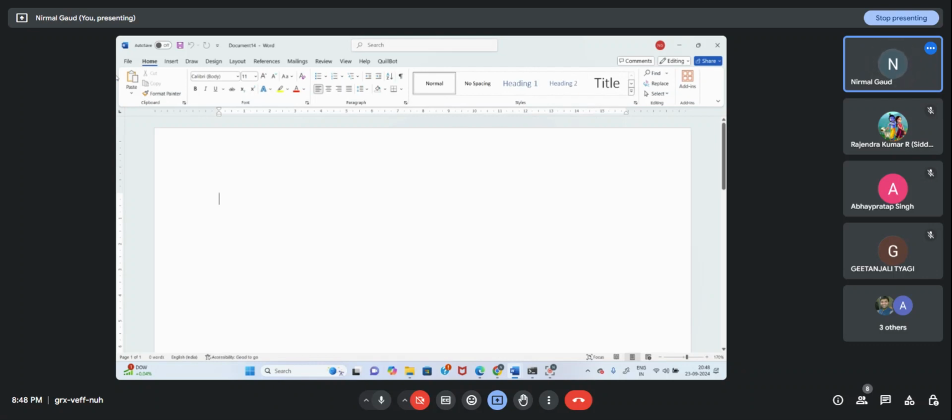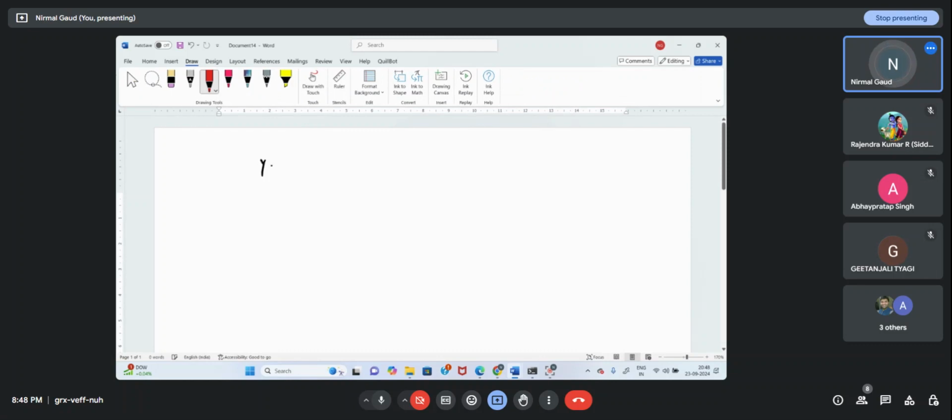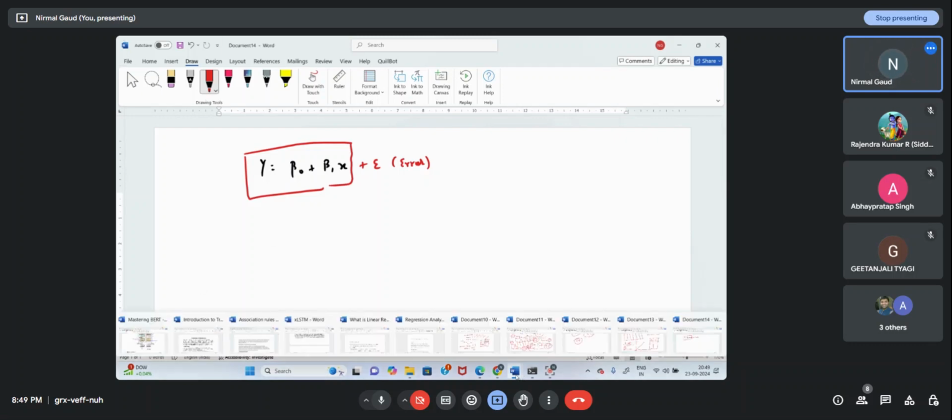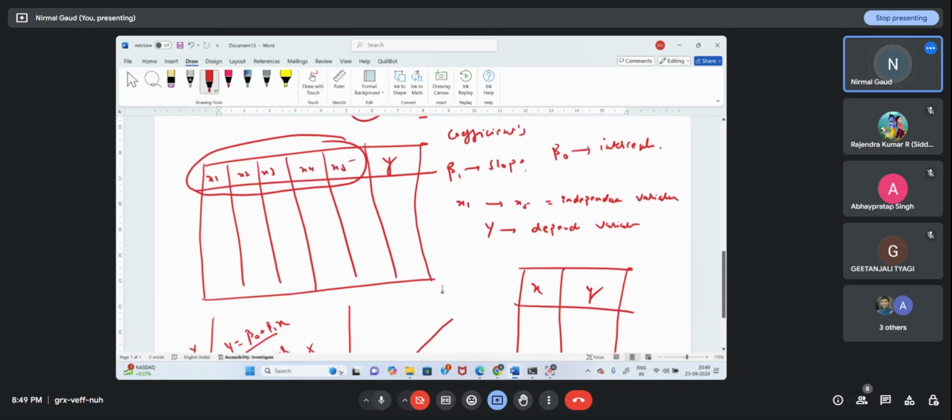So you are writing y equal to beta naught plus beta 1x, introducing the error term also in the equation. This is the main part. In a real world data set, it's not mandatory that you have only one independent variable. You may have multiple independent variables. That's what I just made here in the diagram. You can see x1, x2, x4, x5. These are many independent variables, one dependent variable.